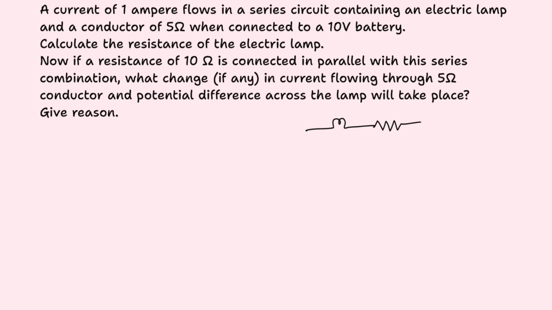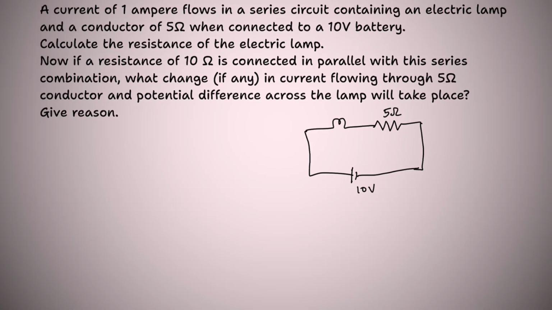That conductor, I'm drawing it like this as a resistance. Then there is a battery of 10 volts. So this is 10 volts, this is 5 ohm, and this is the lamp. And what else do we know? We know that the current in the circuit is 1 ampere. So this 1 ampere flows through both the bulb and the conductor. And why? Because it is connected in series.